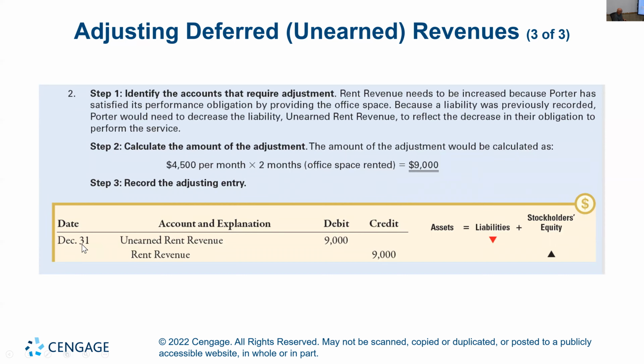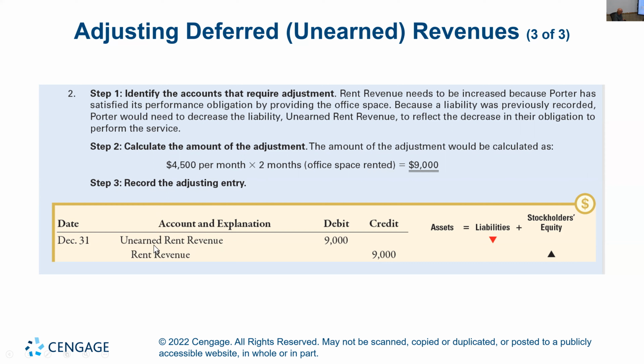Then when we get to December 31st, now we're getting ready to make a report and they have used 2 months of rent up. Okay. We performed our obligation. We've given them the building for 2 months. So now we can recognize 2 months worth of rent revenue, even though we're not getting cash at this point in time. So we are going to decrease the liability, the unearned rent revenue, by 2 months worth of rent, 4,500 times 2.